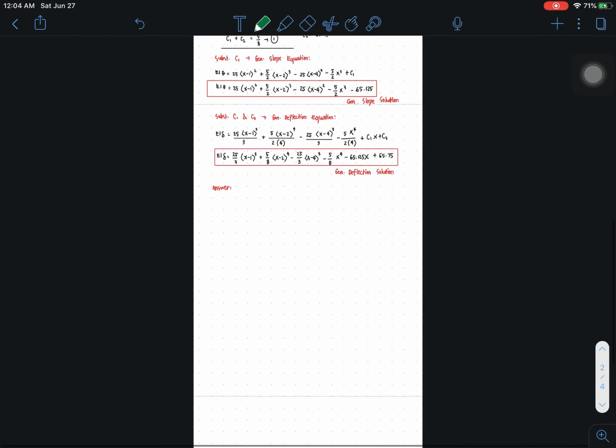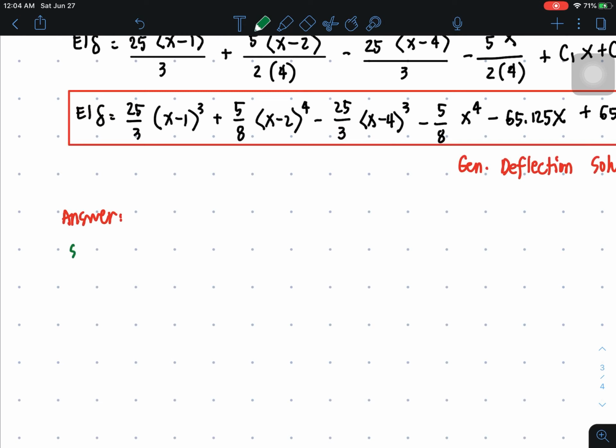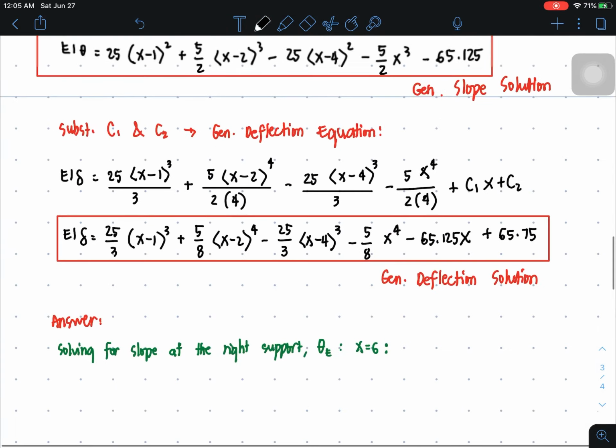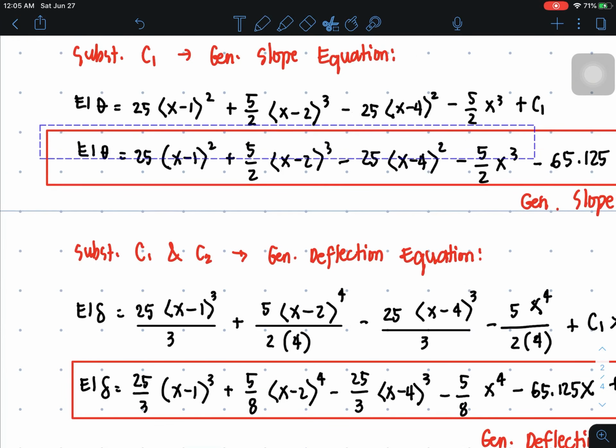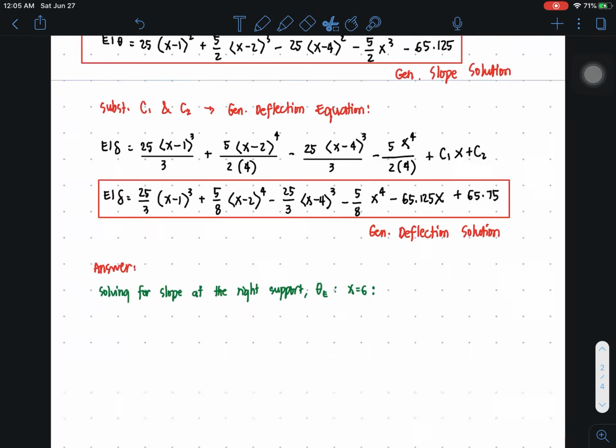So solving for slope at the right support. And that is theta E. And we will be using x equal to 6. Okay, so substitute from this equation, ato ning kopyahon. So let's copy this.